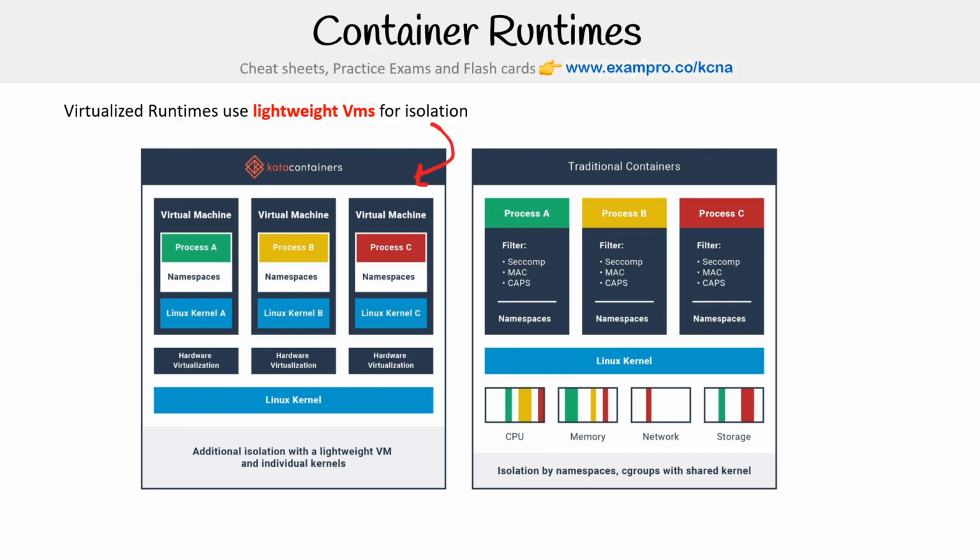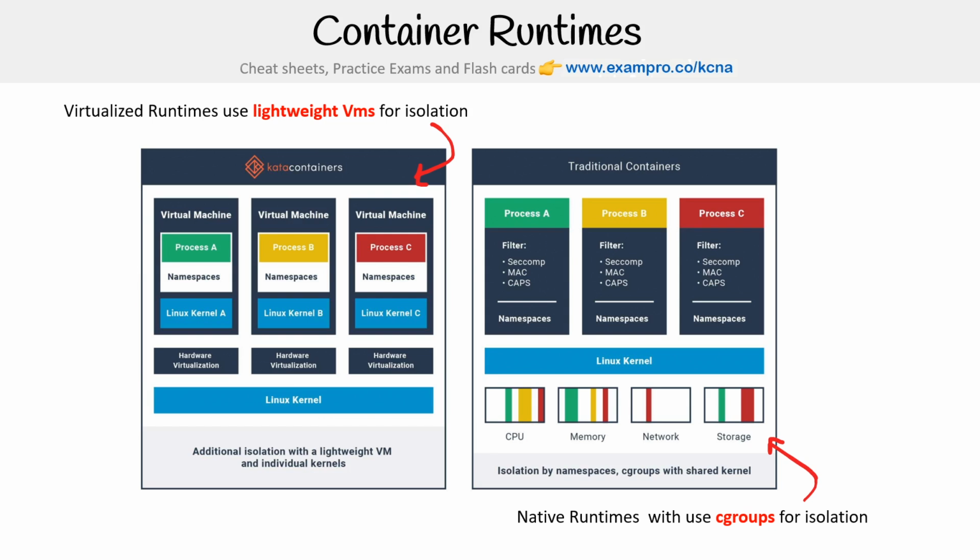Virtualized runtimes use lightweight VMs for isolation. And then native runtimes are on the machine and they're using cgroups, shared kernels, and other things for isolation. So, in that sense, when everything is in a lightweight VM, you can put a lot more restrictions around it. And so that is something that makes it a lot better from a security perspective.